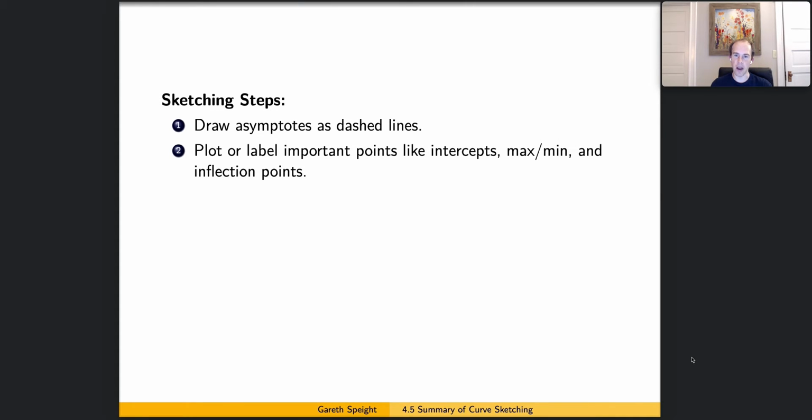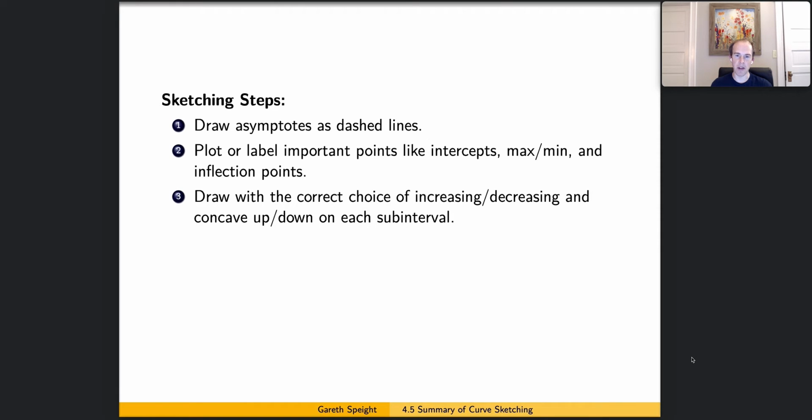Then we have to plot the important points where something interesting happens, which are where it intercepts the axes, where there's a local max or local min, and where there are inflection points. Keep in mind the local max and min are where it's changing from increasing to decreasing or vice versa. The inflection points are where it's changing from concave up to concave down. So these are all the points where we're either meeting an axis or where something interesting is happening. And then we have to fill it in between. In between all of the interesting points, we have to decide whether it's increasing or decreasing, or whether it's concave up or concave down, and so on.